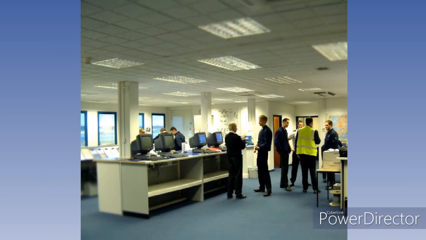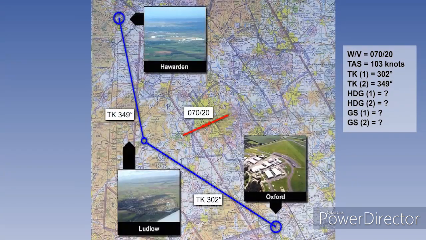Let's try another example. This time, though, we won't draw the triangle velocities onto the wind face of the computer. We'll do the calculation as you'll probably do it during your flight planning. We'll assume that we've planned a flight from Oxford to Harden via Ludlow. The wind for the whole route is given as 070 degrees true at 20 knots. Our true airspeed will be 103 knots. We need to calculate our heading and ground speed for both legs.